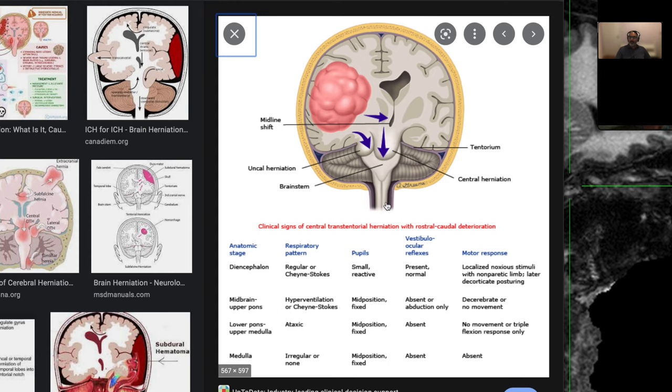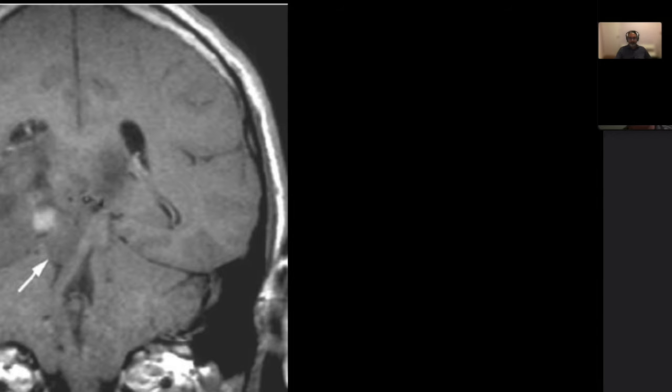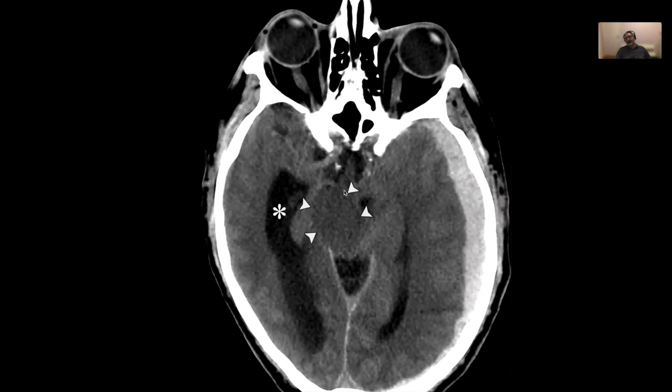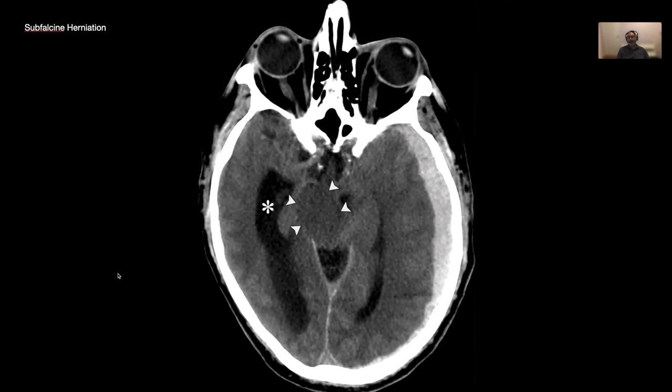So there you go. In the pathology quiz, that's an uncal herniation. And if you keep coming down, that's a subfalcine herniation. It's shifted from the midline under the falx. I think if it is an uncal herniation, then they will, because the subfalcine herniation can also lead to an uncal herniation. Yes, push it along. But I'm not sure if just a subfalcine herniation will cause a dilated pupil. I'm not sure about that.